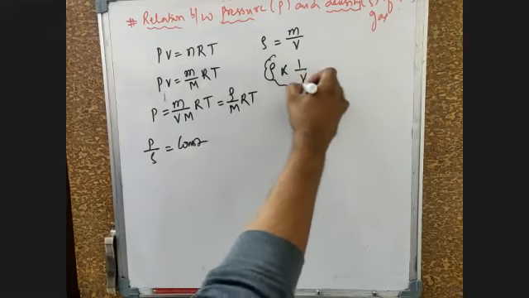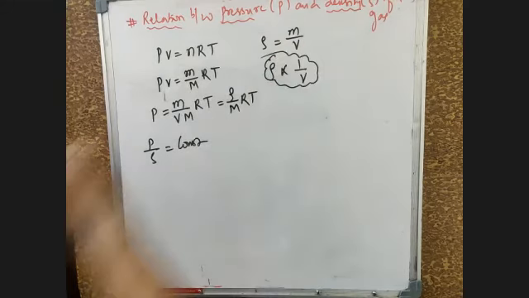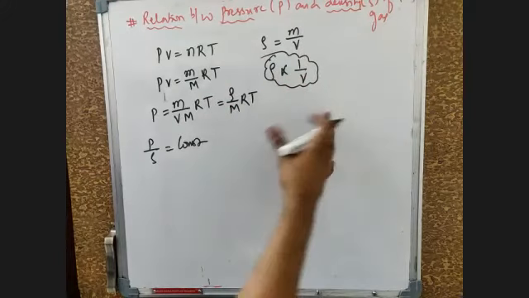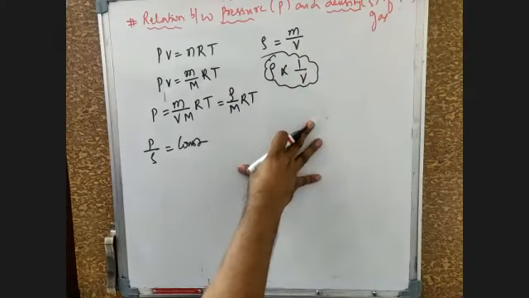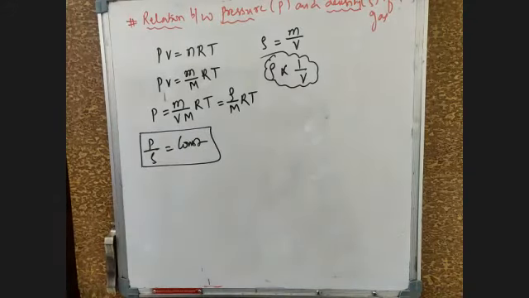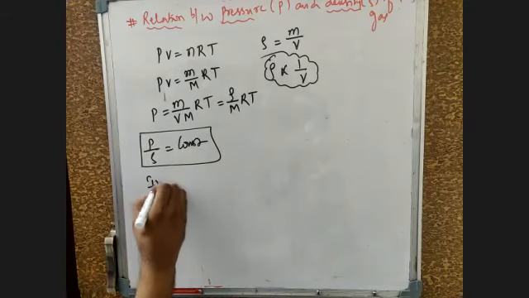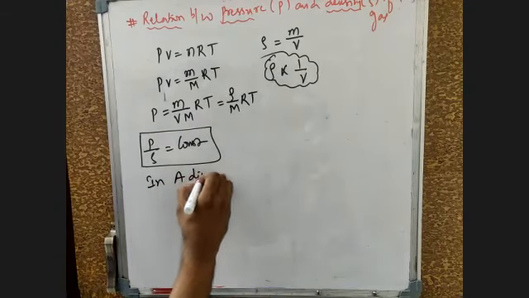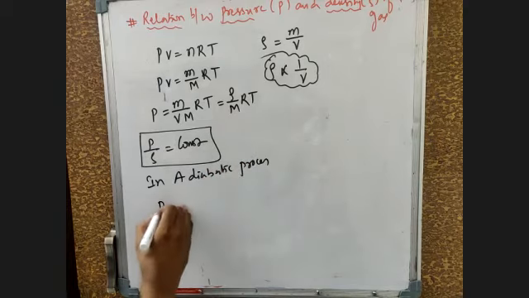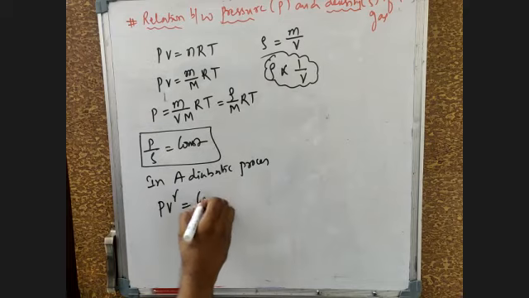Because the mass of the gas is not going to change. If I take 10 moles of the gas, the mass of that will remain constant, but the volume is increasing and decreasing on heating. Only the volume will change. That is the reason density is inversely proportional to volume. P by rho is equal to constant, we will be writing. In the ideal gas equation, in an adiabatic process, PV to the power of gamma is equal to constant.